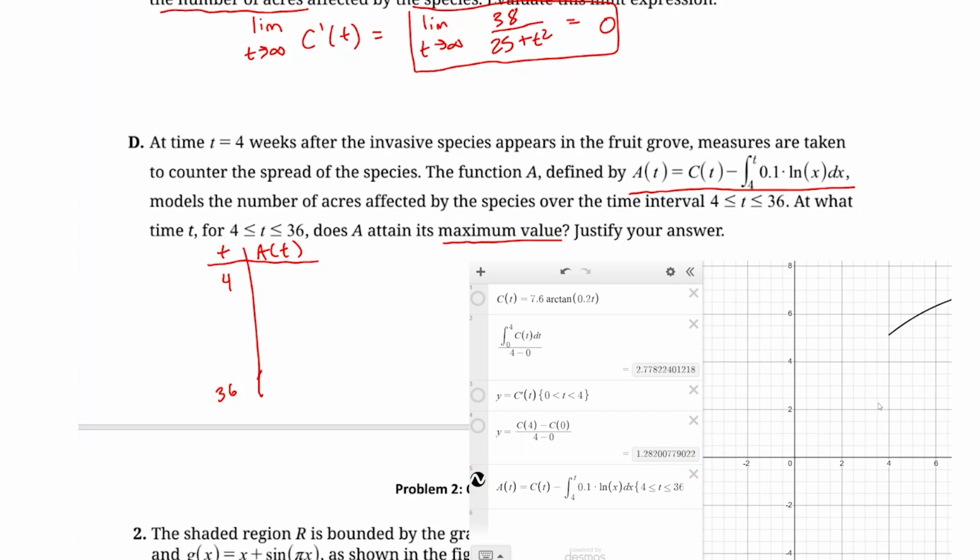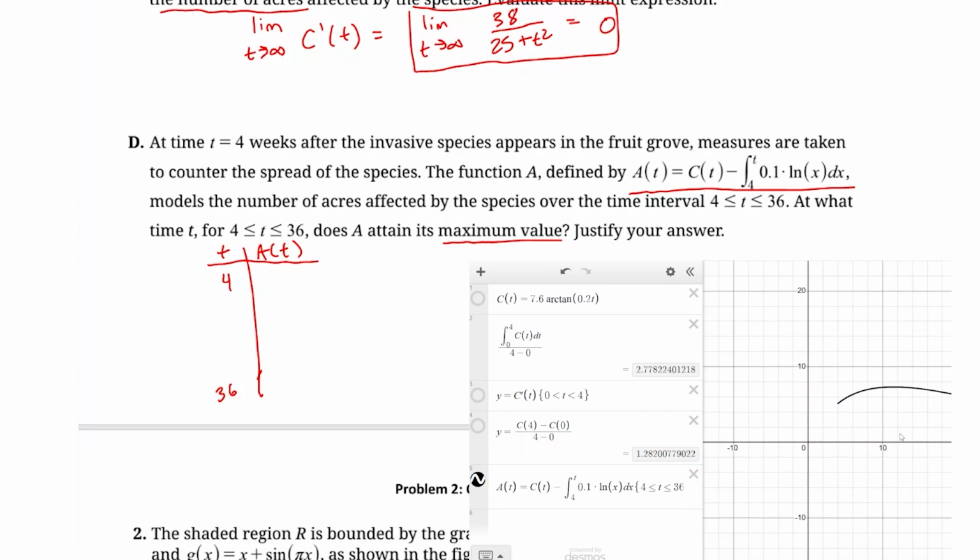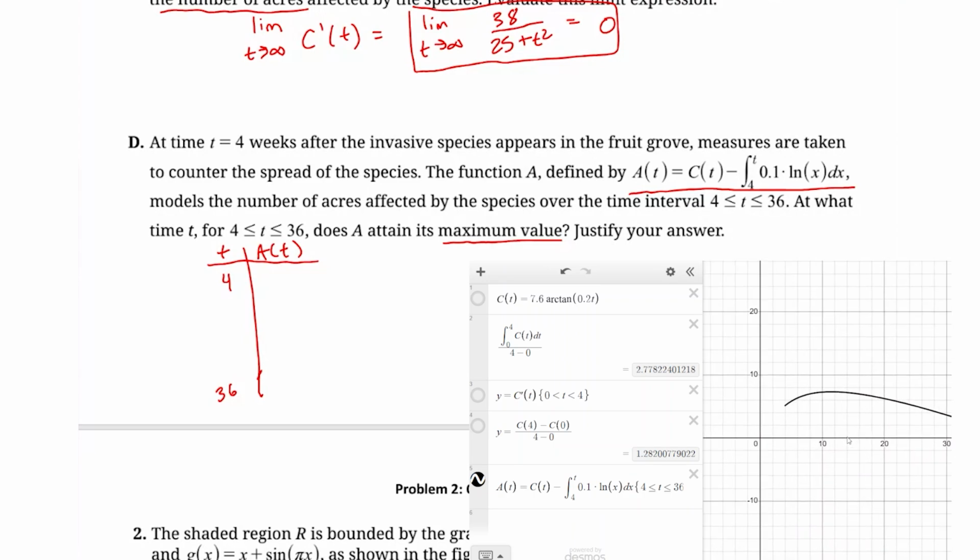Okay, and I'm going to zoom out on this graph just to get a feel for what's happening here. It looks like we're going to only have one critical value or one relative extreme here. That's probably going to be our answer, 11.441. But let's verify using the extreme value theorem.